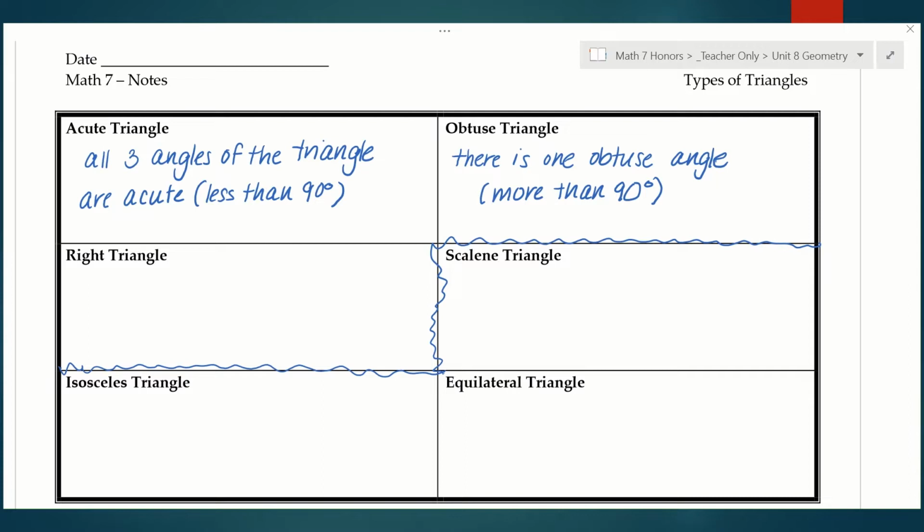And for the same reason, for a right triangle to be a right triangle, it has one right angle. Okay, we can't have more than one right angle because that would automatically be over 180 degrees. And remember, a right angle is exactly 90 degrees.